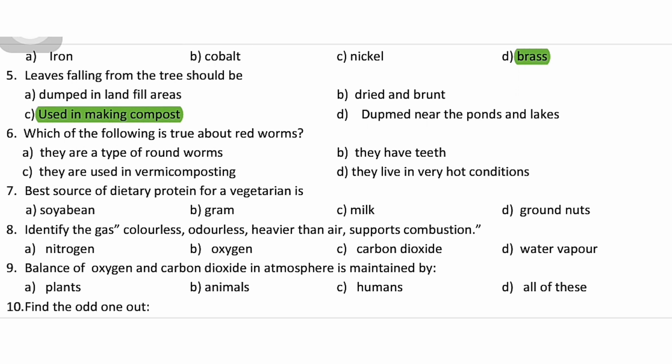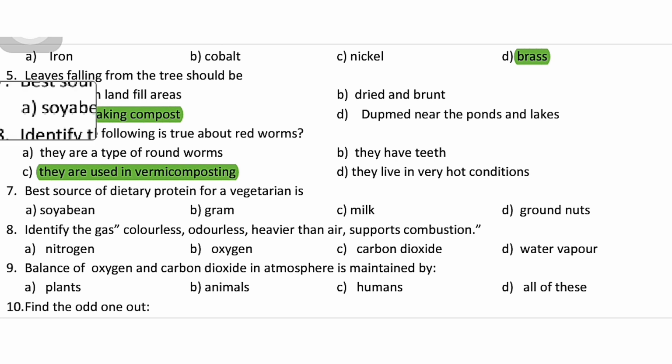Next, which of the following is true about redworms? They are used in vermicomposting. So option C is the right answer. Question 7: the best source of dietary protein for a vegetarian is soybean. Option A is the right answer.